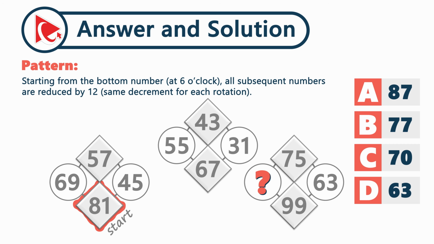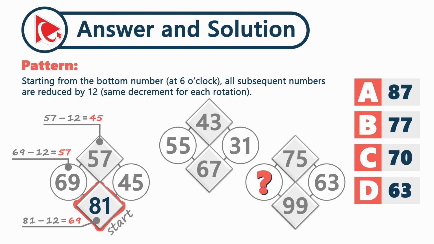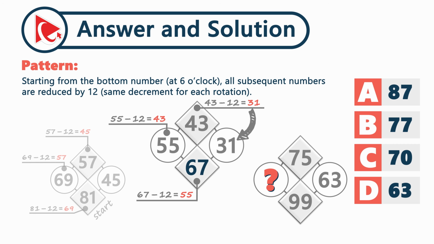Let's look at the first shape. The highest number at 6 o'clock is 81. 81 minus 12 equals 69. 69 minus 12 equals 57. And 57 minus 12 equals 45. Now let's confirm our calculations with the second shape. The highest number at 6 o'clock in the second shape is 67. 67 minus 12 equals 55. 55 minus 12 equals 43. And 43 minus 12 equals 31.